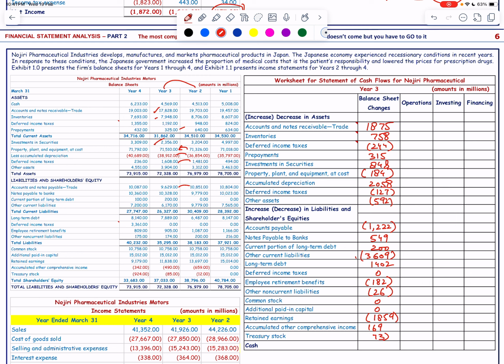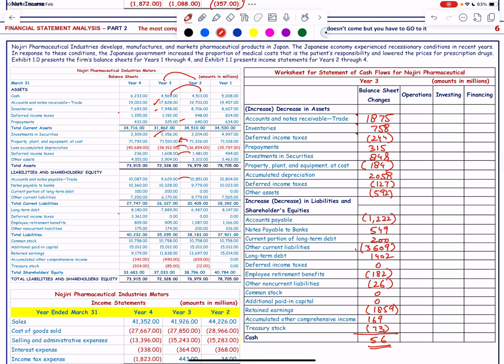Now once again, if you make a total of this, the total of this will be amounting to 56. And if you look into the difference between the change in the 2 years, there is a marginal increase in cash by 56. So this calculation is correct. Next, we are going to put these changes in the operating, investing, and financing activities.